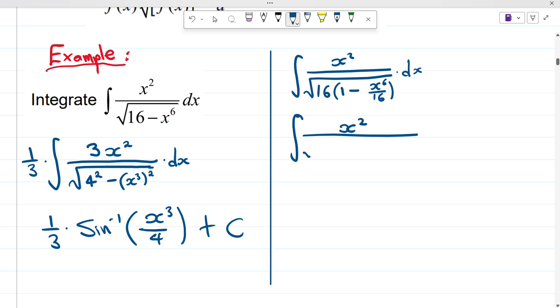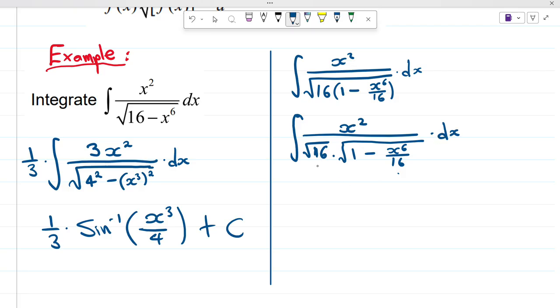square root of 16. So this is going to be the square root of 16 multiplied by the square root of 1 minus x to the power of 6 divided by 16. Then you also have your dx there.